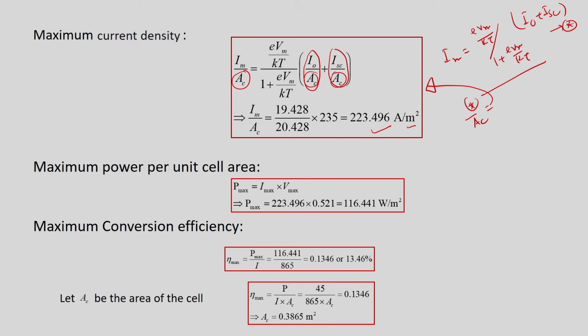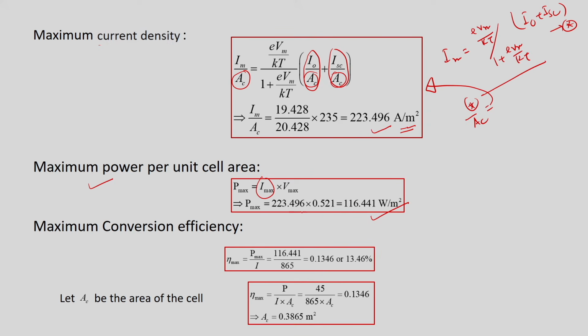So now what we can calculate is the maximum power. So Pm is equal to Im into Vm. So this will be the Pm, okay. Since we know this Im, and this will be watt per meter square, since this Im is in watt per meter square, okay. So this is for maximum current density, okay. So Pm is Im into Vm.